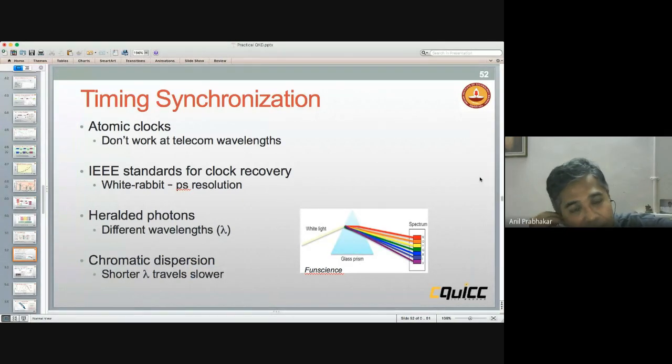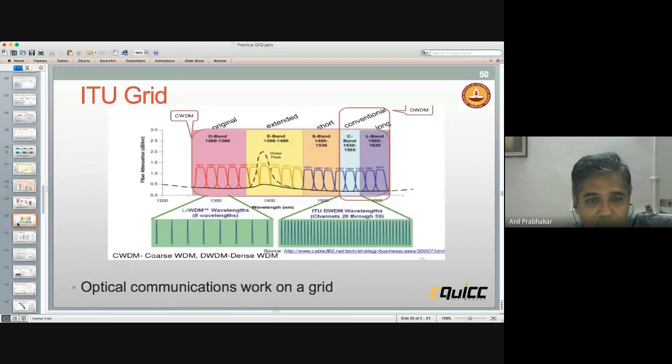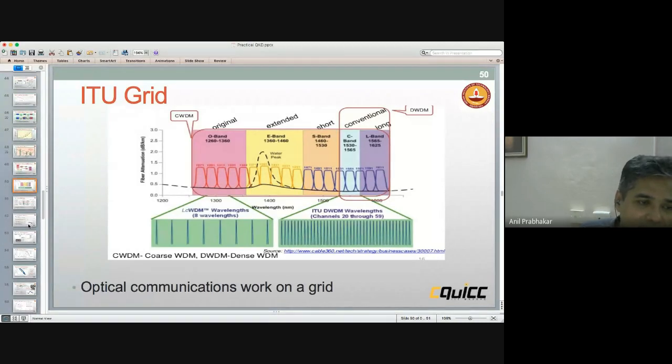longer wavelengths. So now that you know this, you can imagine what happens when you go back to your ITU grid. You go back to your ITU grid and you'll find that they have different wavelengths, which means that some of them are traveling fast and some of them are traveling slow. And that affects your timing. So we have to understand how critical timing is for a lot of the things we do. Right?